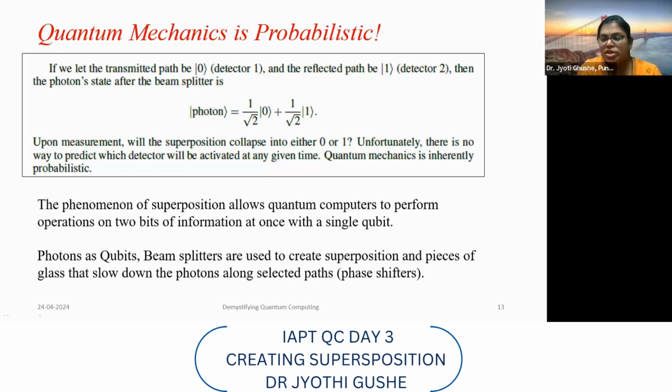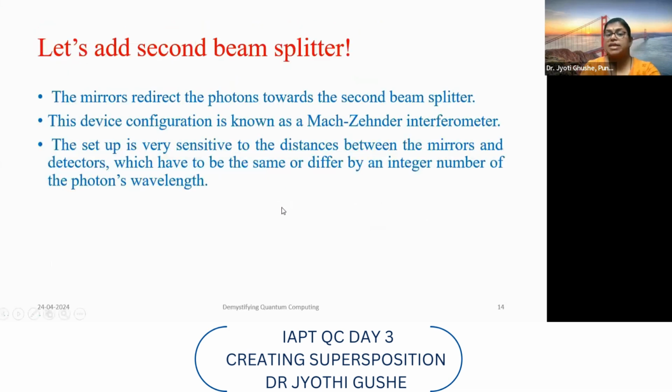Okay, so moving ahead, let us add a second beam splitter in our experiment. I will repeat the simulation for you. I will show you the simulation and I will repeat it one more time. And this time I will add one more beam splitter into that. That device configuration is known as the Mach-Zehnder interferometer.